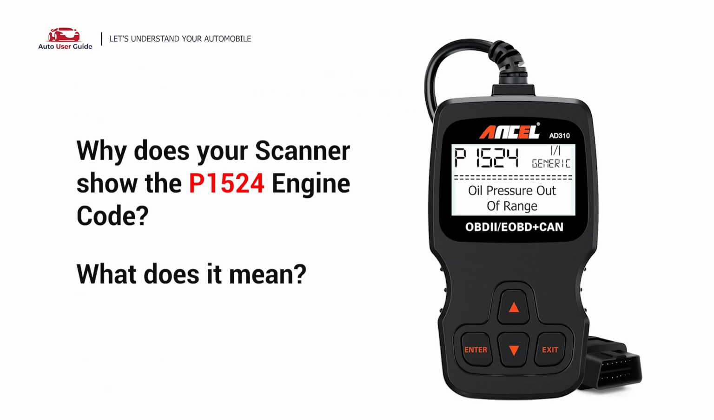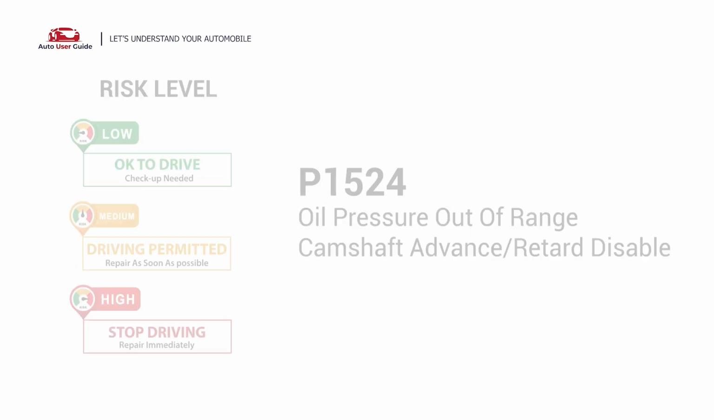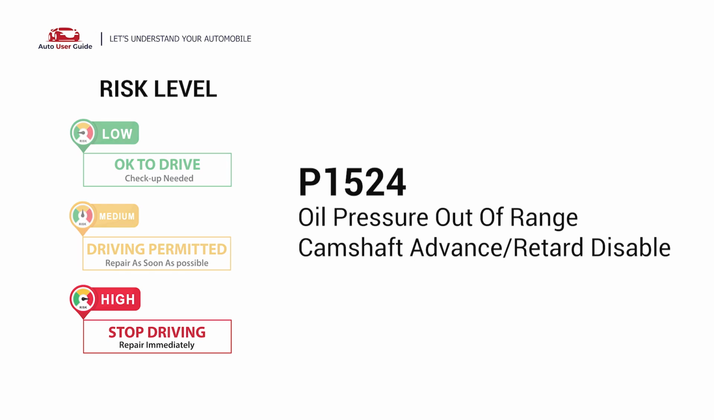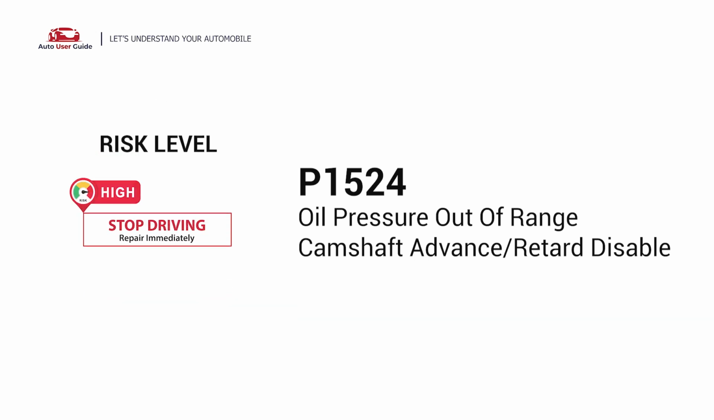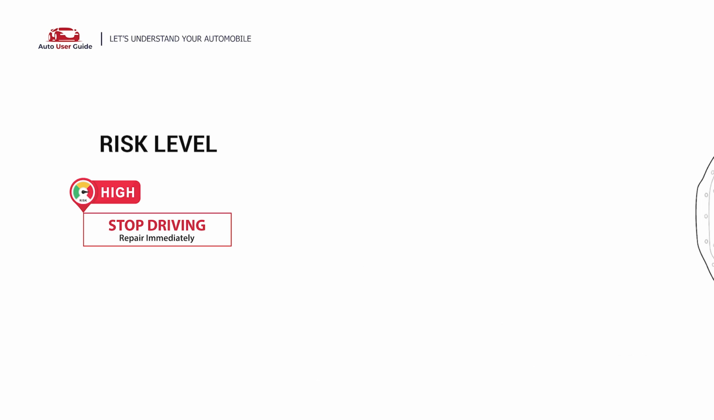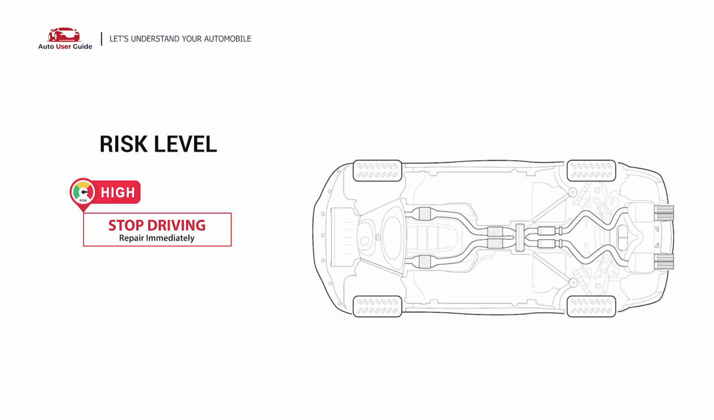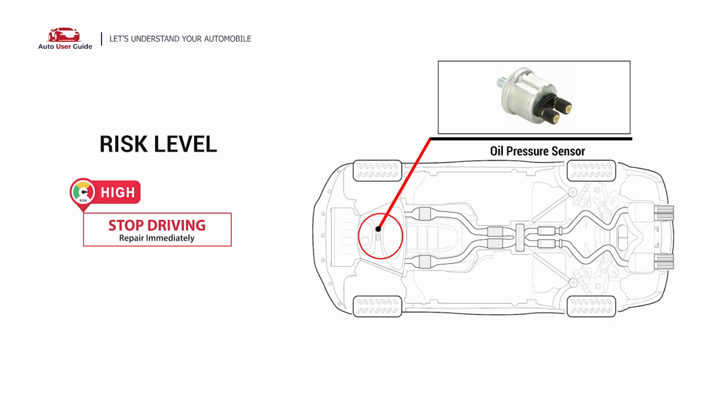Why does your scanner show the P1524 engine code? What does it mean? P1524 is a diagnostic trouble code for oil pressure out of range, camshaft advance, or retard disable. The P1524 engine code indicates that the engine oil pressure never reaches the calibrated specification, which allows the variable valve timing activation. Under this circumstance, stop driving and repair your vehicle immediately.